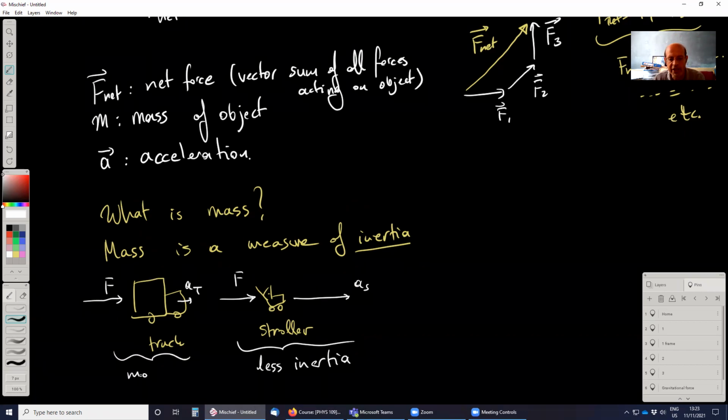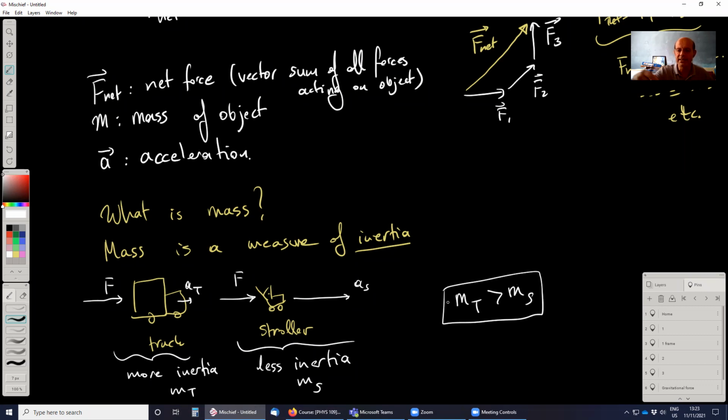The truck has more inertia, right? By measuring the amount of inertia that they show to applied forces, by quantifying it with the mass, I can state this fact by stating that the mass of the truck is bigger than the mass of the stroller. This is basically saying the same thing, that the truck has more inertia than the stroller. Okay, let me just state it like that. I don't want to say anything further about this.